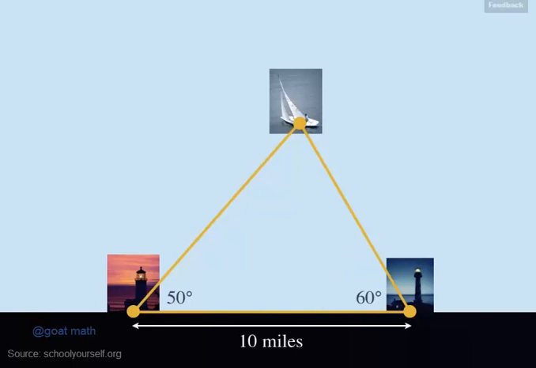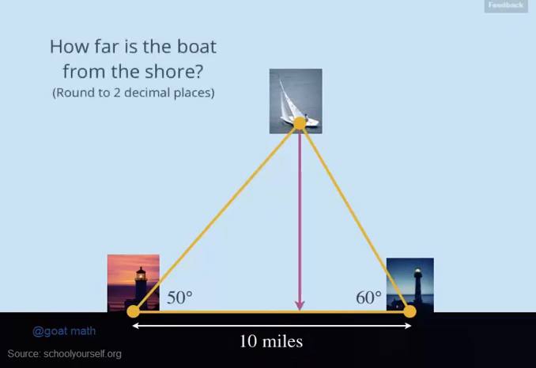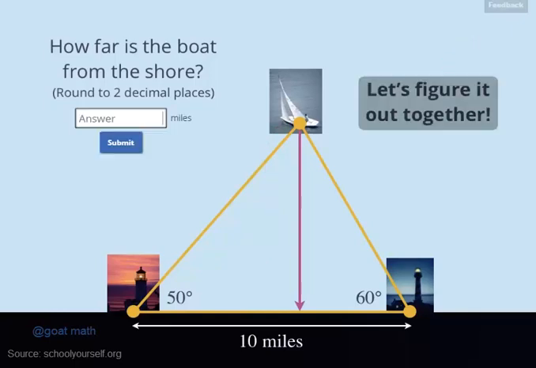Now the operators are in radio communication, so they both know these two angles, and they also know the lighthouses are 10 miles apart. Using the law of sines, they're able to figure out exactly how far the boat is from the shore based on this information. If you're up to the challenge, then try finding this distance. If you're not sure, then no worries. Click over here, and we'll work through this problem together.